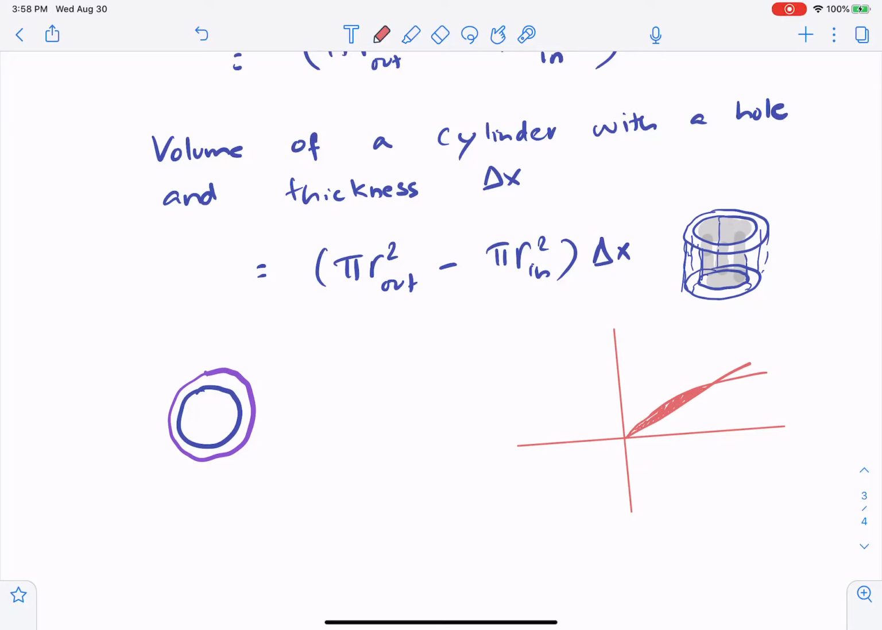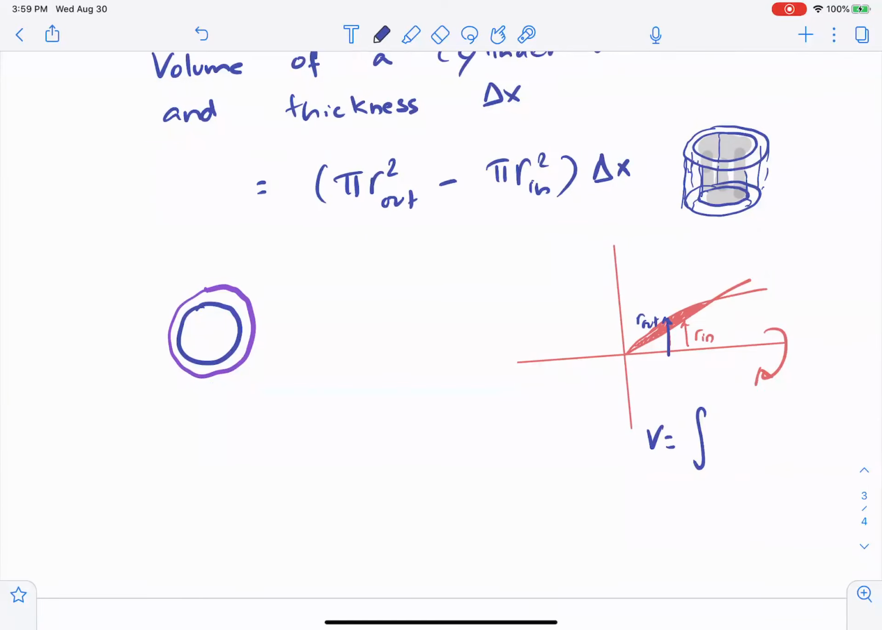I am going to spin it about the x-axis. But when I spin it, I have an inner radius and an outer radius. What is the enclosed area? Outer minus inner. The formula that I wrote: pi r squared out minus pi r squared in. I'm integrating to find the volume. So the volume integral would be the integral of pi r out squared minus pi r in squared, multiplied by dx.